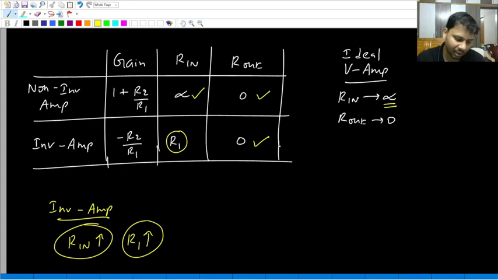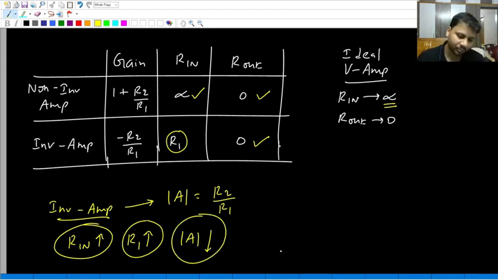When you increase the value of R1, input resistance will become larger, which means it becomes what? A better voltage amplifier. But what is the magnitude of the gain for the inverting amplifier? R2 by R1. Actual gain is minus R2 by R1. Magnitude is R2 by R1. So when you try to increase the input resistance by increasing the value of R1, what will happen to the magnitude of the gain? Will it not decrease? Yes or no? Because R2 by R1, if R1 increases, the overall ratio will decrease.